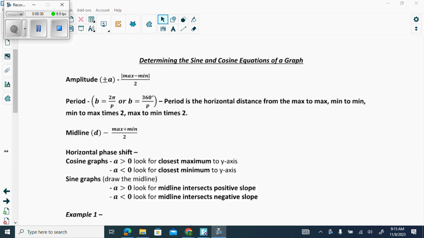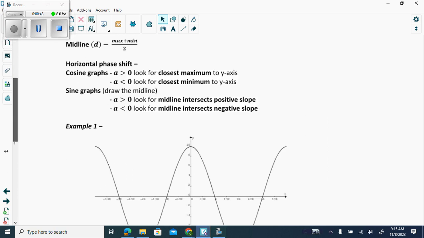It doesn't matter if they say A has to be greater than 0 and it has to be a cos graph, or A has to be less than 0 and it has to be a sine graph. You're like, no big deal, I can do all 4. So ask me whatever you want. Okay? So this is our graph here.